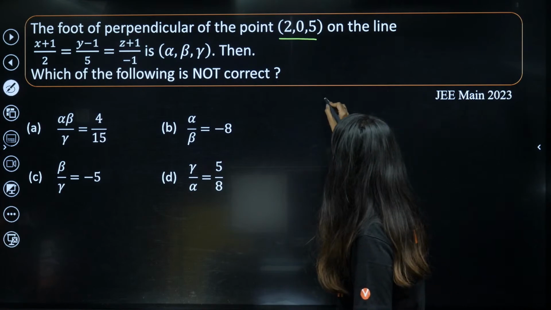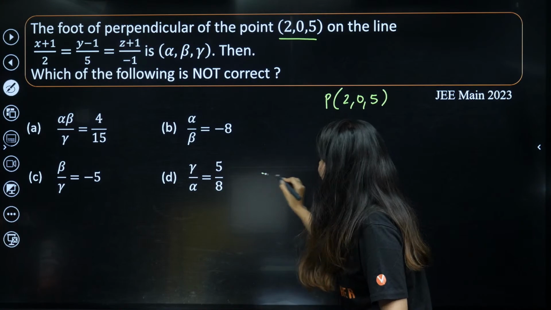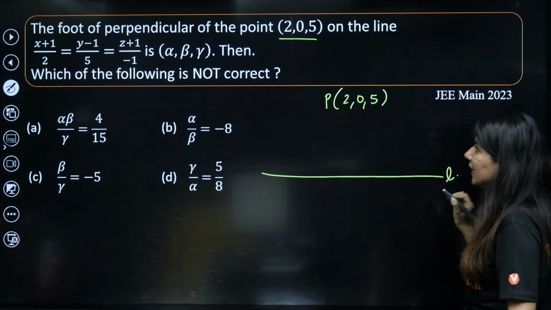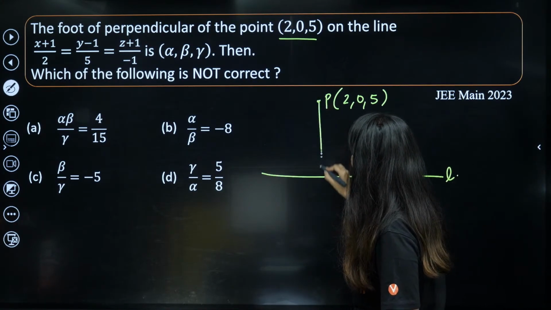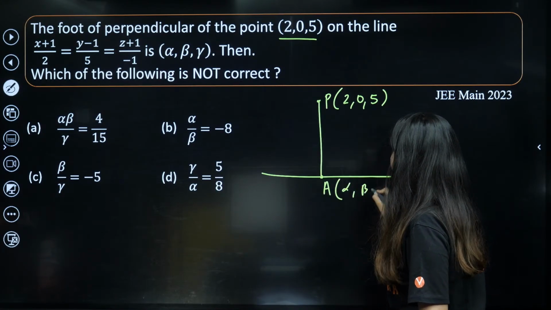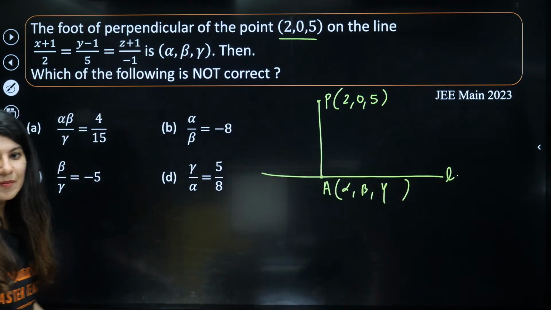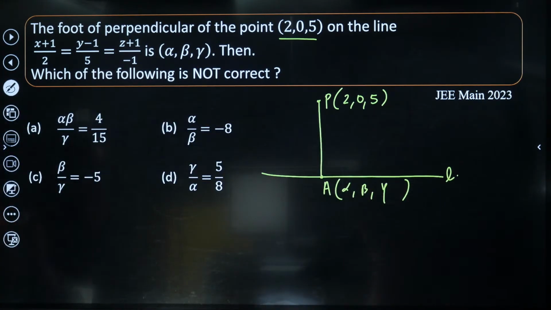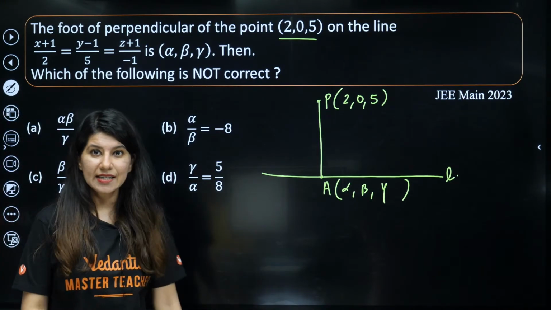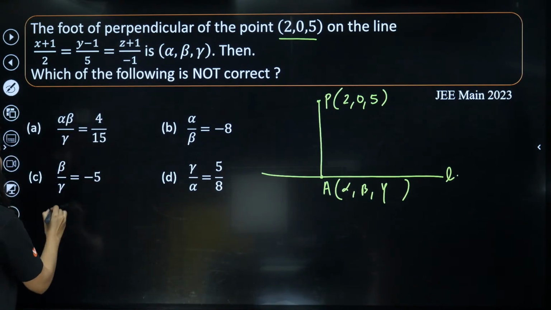So basically we have a point P again, (2, 0, 5). We have a line again, right? And the foot of perpendicular this time, A, is given as (alpha, beta, gamma). What we need to do is calculate the values of alpha, beta and gamma. Same process, same algorithm. I hope that you will be able to solve this.